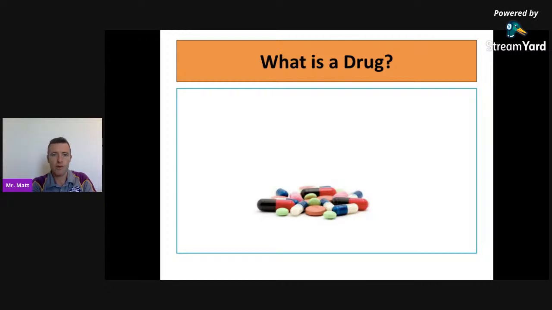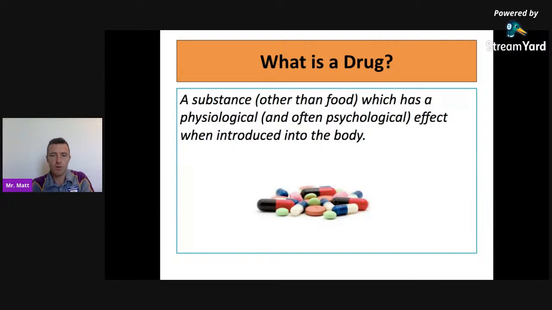But let's find out what a drug actually is defined as for this particular unit specification. So we're looking for a substance, anything other than food, which has a physiological effect when introduced to the body. Of course, they often also have psychological effects as well, and we will be talking about social and psychological side effects and reasons during this presentation.